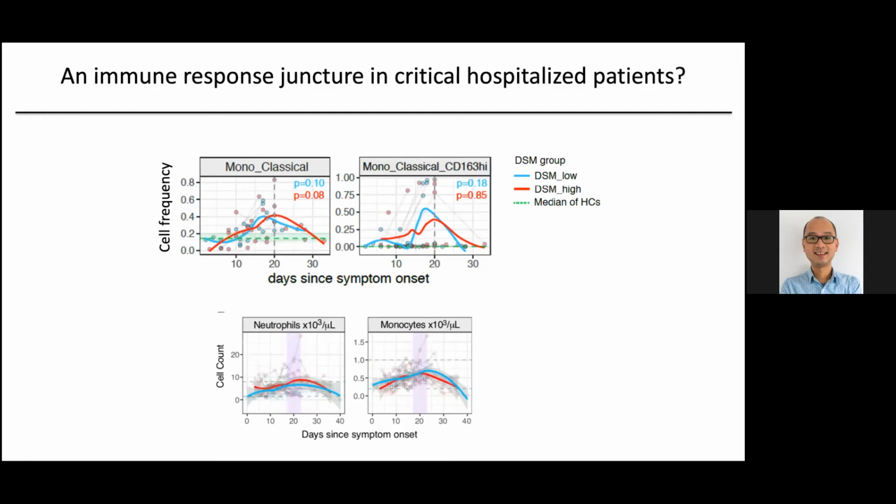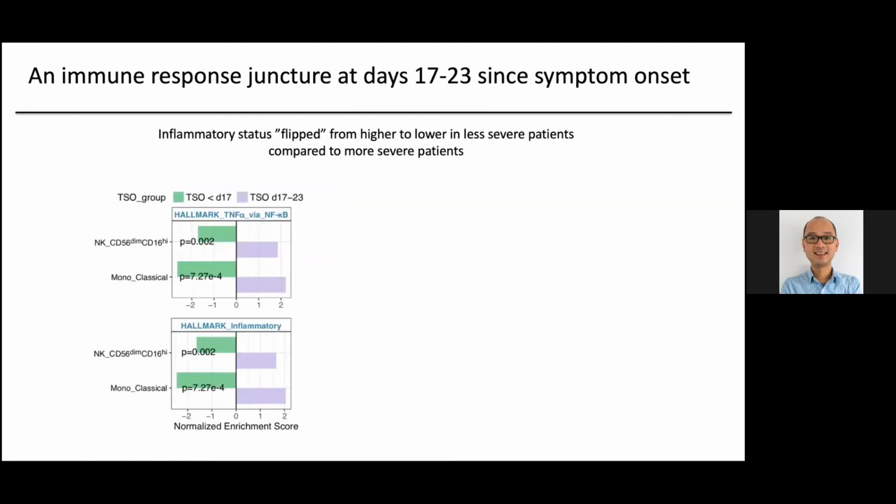We found the same thing if you look at neutrophils, for example. Then we specifically tested whether there are any dynamical shifts around this juncture period. We found that the inflammation in cells like the NK cells I highlighted, and also in the monocytes, actually flips. They went from being lower in the most critical patients, as I showed you earlier, to now going up higher in these patients.